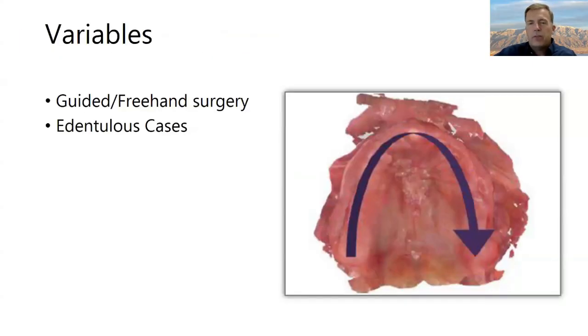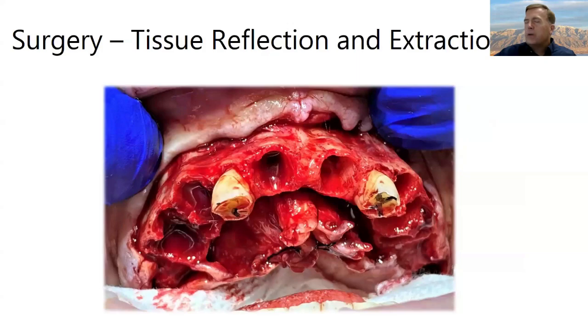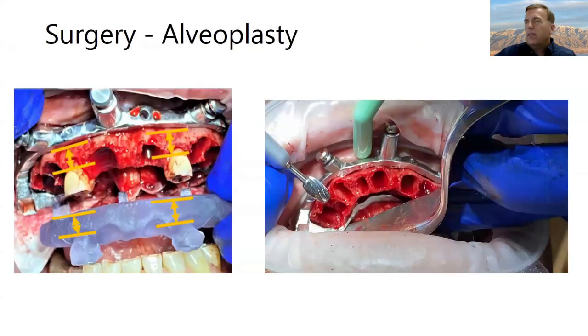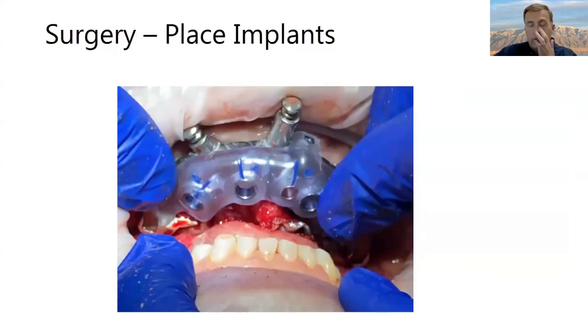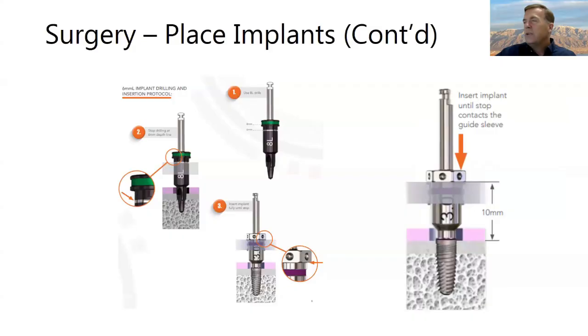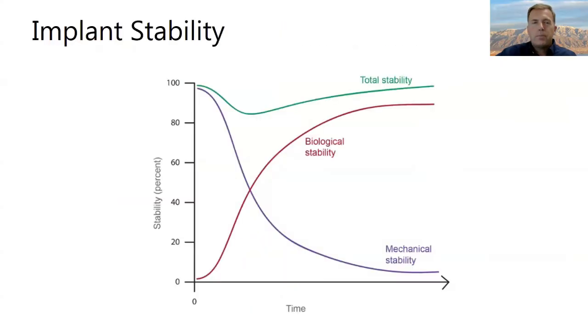And we talked about this, so I'll skip over this. So now you do your surgery, reflection, extract the teeth, alveoplasty, place the implants. Guided surgery can help you put them where you want them. I put in a little thing about implant stability.